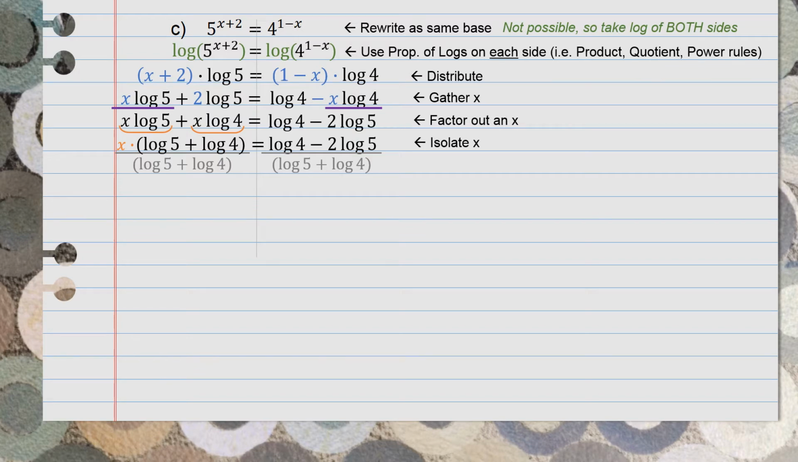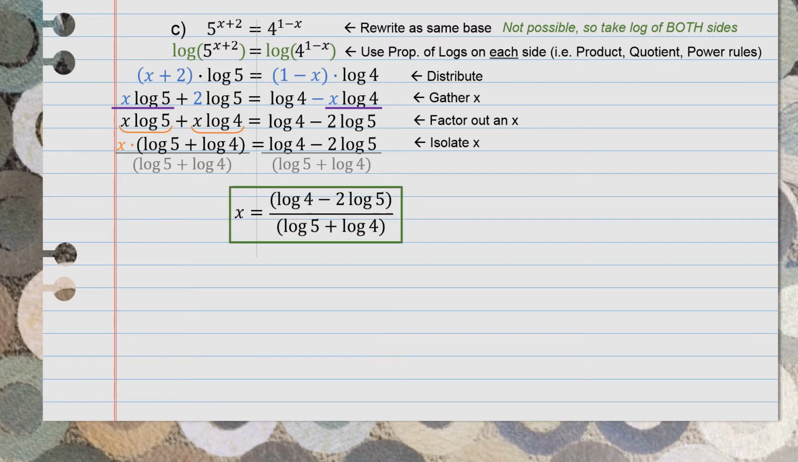On the left side, log 5 plus log 4 divided by itself will reduce, leaving the left side with just x. Now on the right side, you still have log 4 minus 2 log 5 all over log 5 plus log 4. This is known as your exact answer.